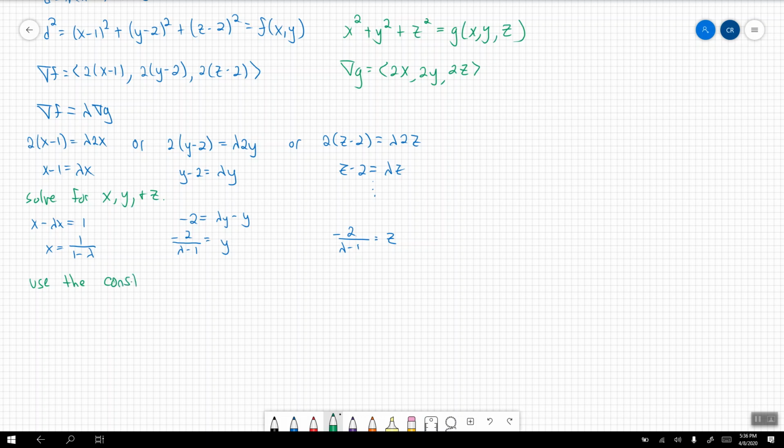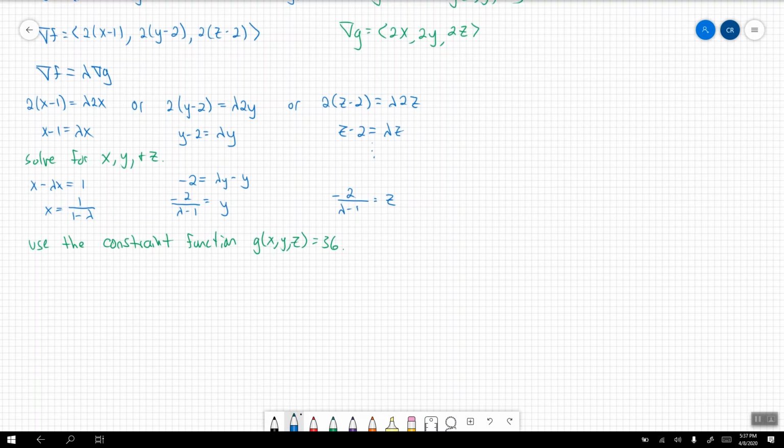So I'm right here, using a constraint function g of x, y, z, when it's equal to 36. When this constraint function is equal to 36, we have x squared, now that's going to be (1 over 1 minus lambda) squared, plus y squared, that's now going to be (negative 2 divided by lambda minus 1) squared, plus, same thing, (negative 2 over lambda minus 1) quantity squared, is equal to 36.